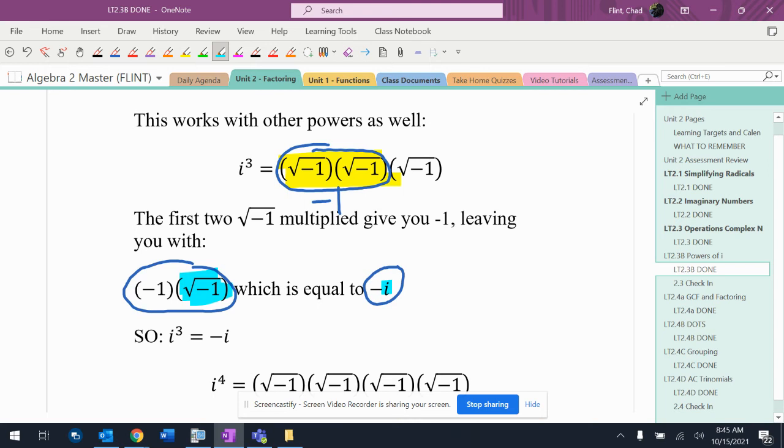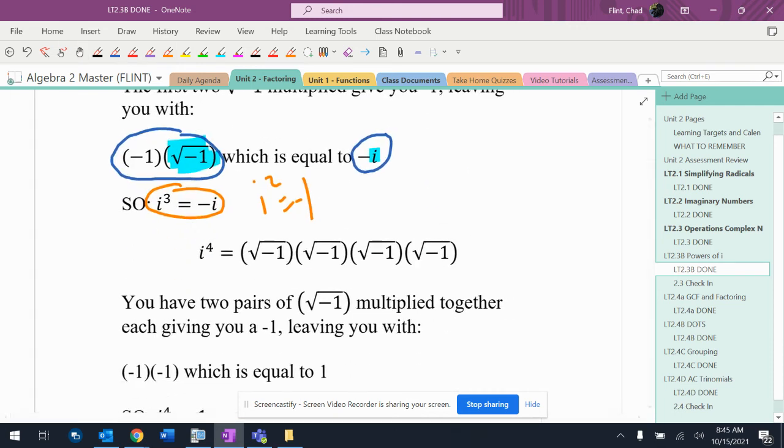And again, it's kind of a weird thing, but i is a number, even though it's a letter. It's representing a specific number. So we have to be able to do it with powers. So what that ends up telling me is i to the third is -i. So right now I have i squared is -1, i to the third is -i.